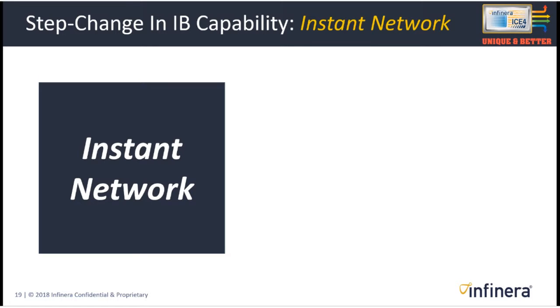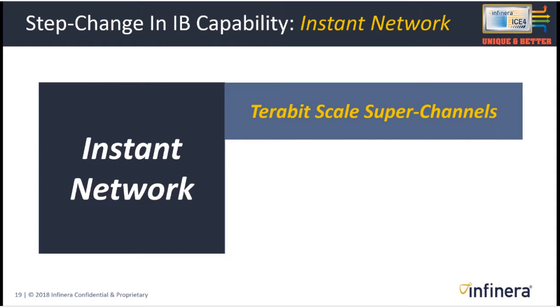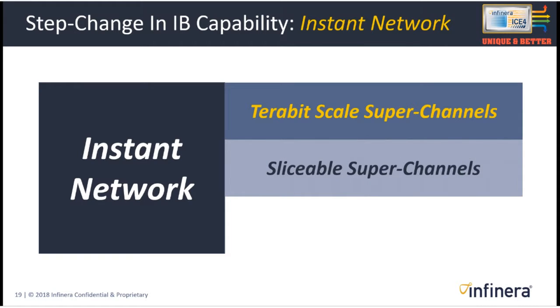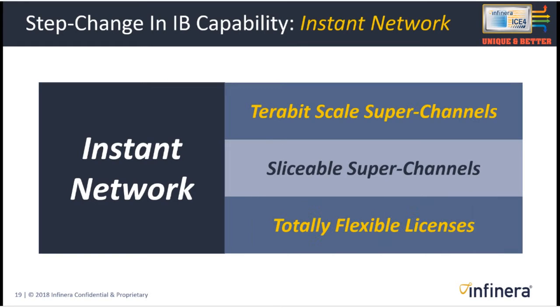Now, there are three basic differences between instant bandwidth and instant network. First is the scale of capacity in a unit. So we're now in the 1.2 terabits per second or even 2.4 terabits per second range per module, per appliance, per line card, and so on. Now, second is the introduction of sliceability, which I described just now. And finally, we have this idea of totally flexible licenses and the idea of license pools. So let me spend a couple of minutes describing the license pool concept.